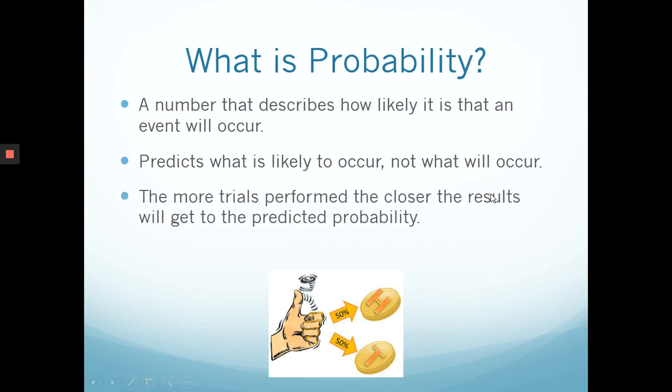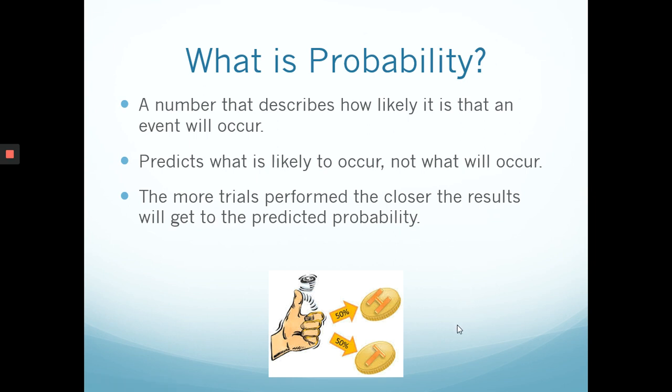Very important about probability: the more trials that we perform, the closer the results are going to be to the predicted probability. For example, if we flip a coin 2 times, we may get 2 heads, 2 tails, or a head and a tail, which would give us 50%. Now, if we flipped a coin 100 times, we are much more likely to get the predicted probability than if we did just a couple of trials.